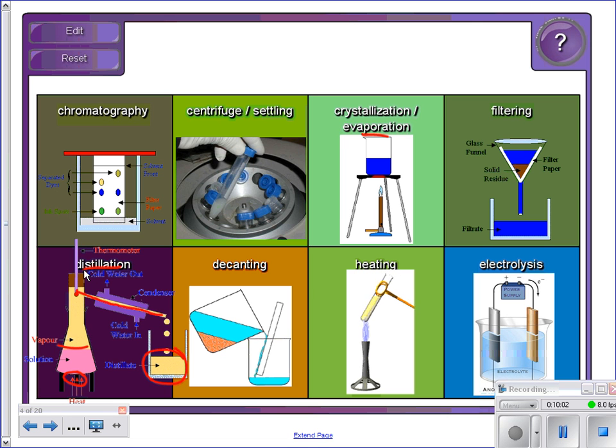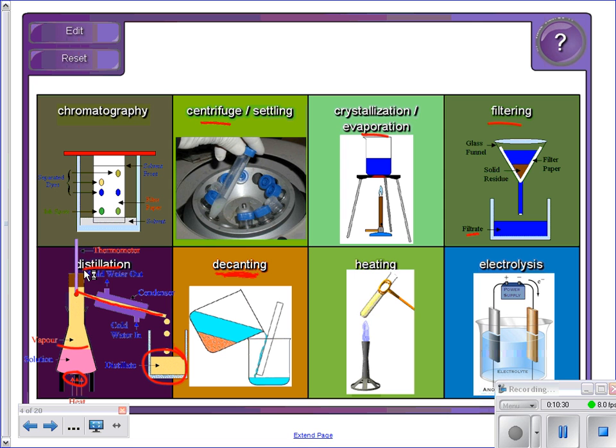Okay, and then next one I think is filtering. That's on your list, and all you're doing there is looking at different particle size. Some of those particles are going to go through the filter paper and some are not, and we call that the filtrate that goes through. Then there was decanting, which is just a nice sciencey word for pouring off.